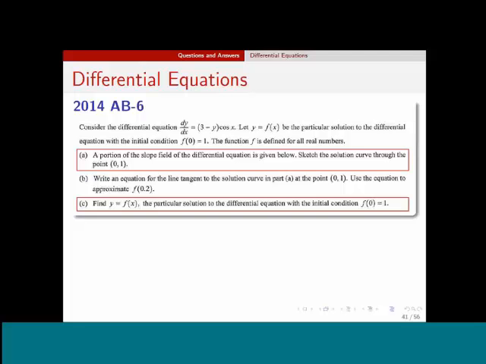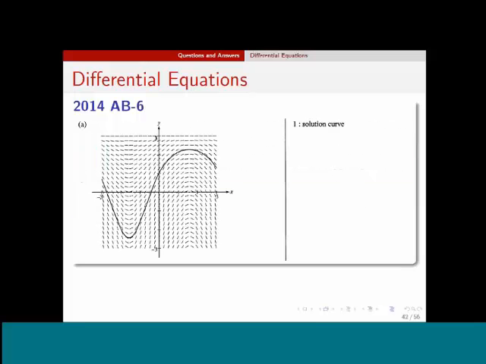So here's an example. This is from 2014 AB6. We have a differential equation there. We ask students to sketch a particular solution in a slope field, and we ask them to solve a differential equation. Let me get through this.